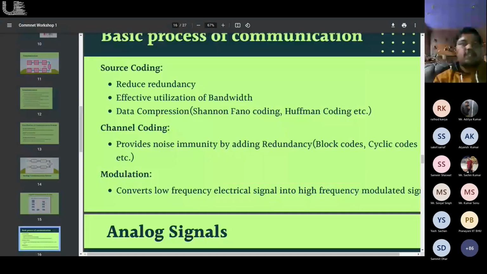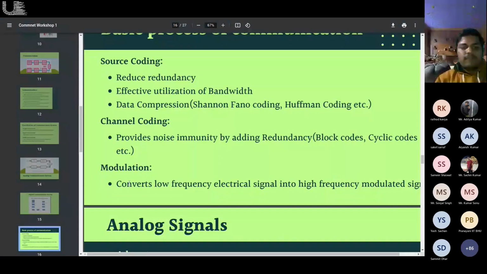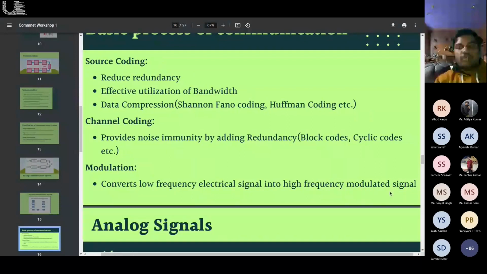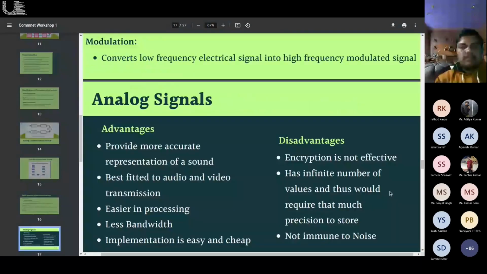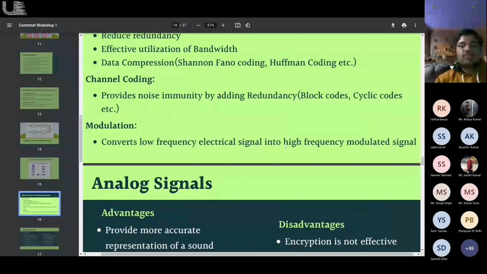ठीक है, समझ लो channel coding, what is it doing? It is adding some redundancy, some extra values, so that we can find out whether the received signal is corrupted or not. It also helps in error detection as well as error correction. Modulation converts the low frequency electrical signal into a high frequency modulated signal. There are also different kinds of modulation which we will discuss in the next workshop.